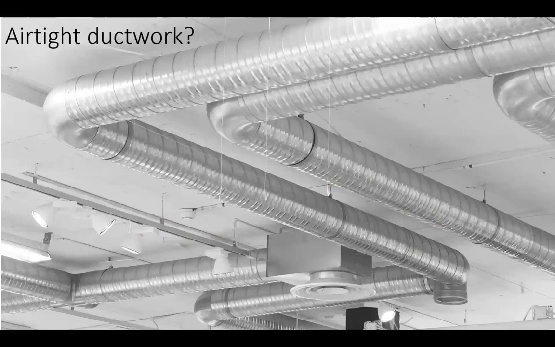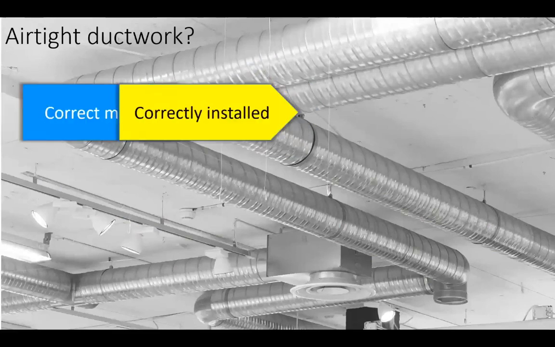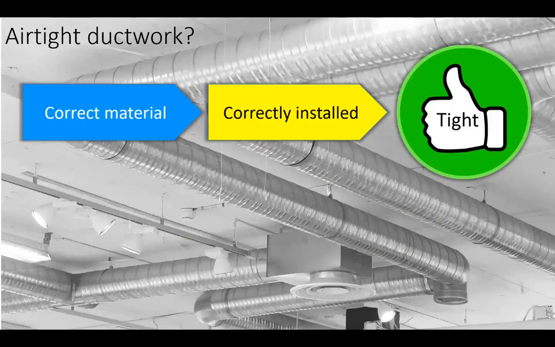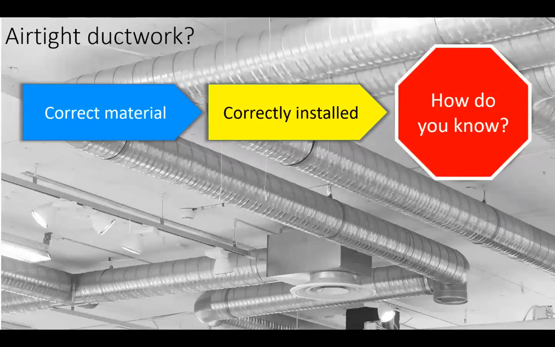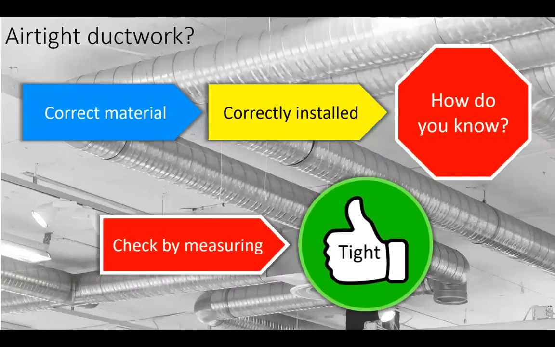What do we need in order to achieve a tight ductwork? We need, of course, the correct material. And do we then get a tight ductwork? Can we be sure? Of course not. It also has to be correctly installed. And then it's tight. But how do you know? Of course, you have to check it. You check and measure, and then you know for sure it's tight.